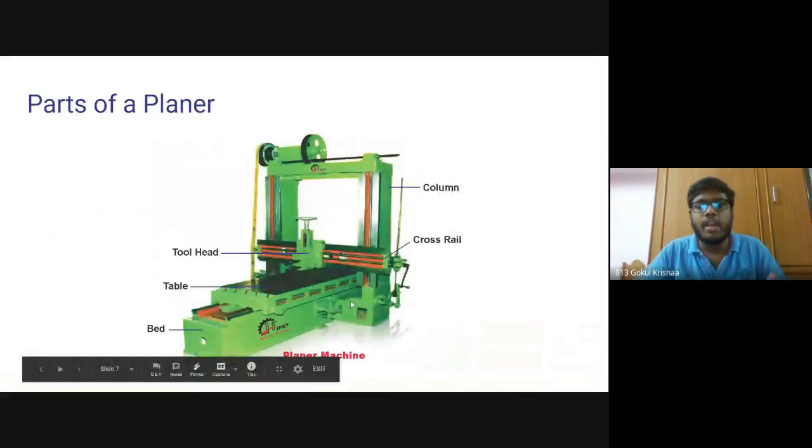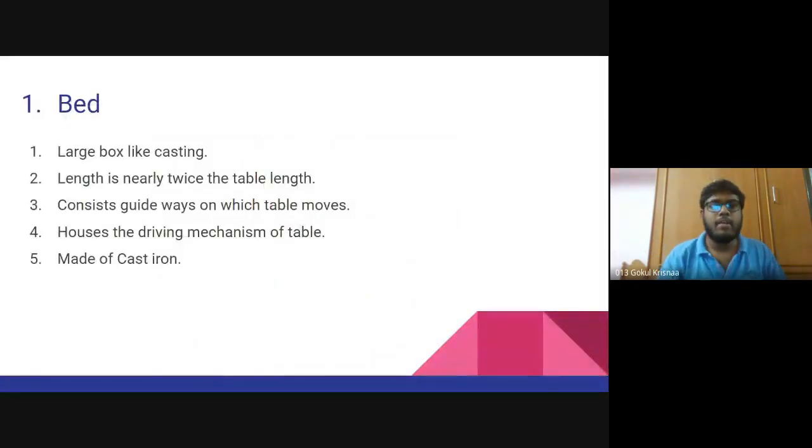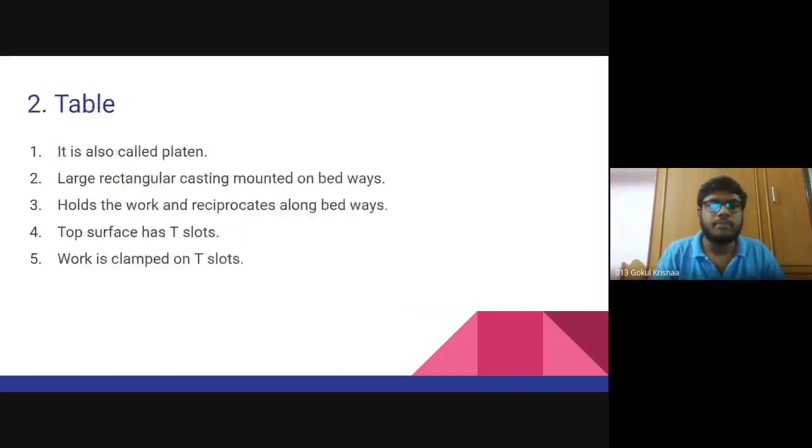because the table will be moving back and forth, so the bed must be sufficiently lengthy so that the table can move freely front and back. So we have the length of the bed to be nearly twice the table length, and the bed consists of gateways on which the table moves. It actually houses the driving mechanism of the table. It's made up, as I said earlier, of cast iron.